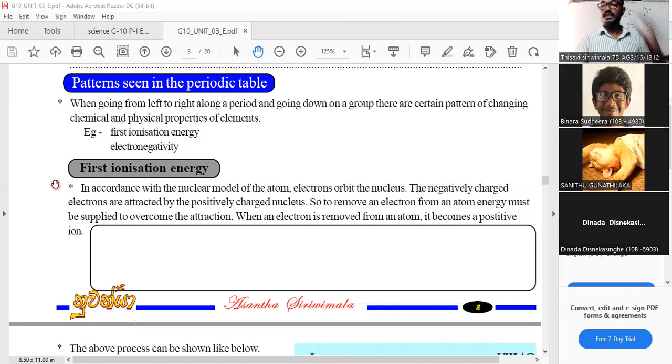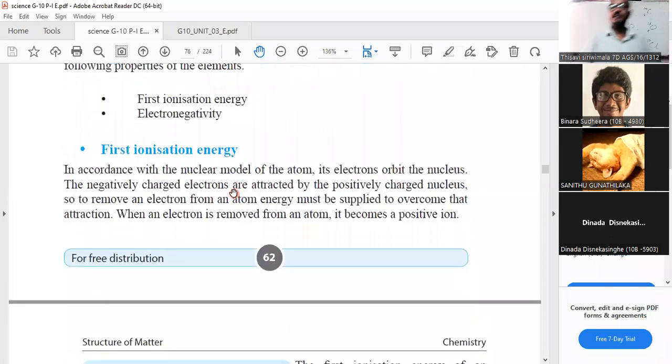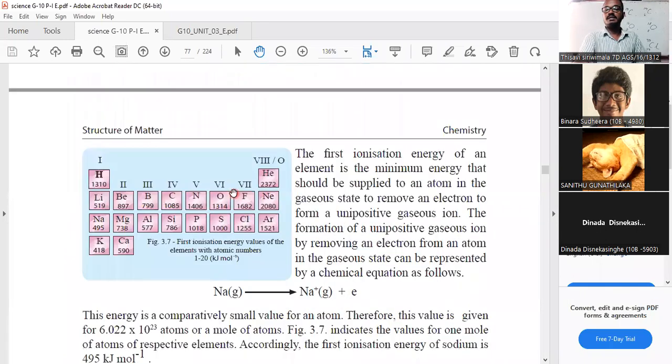Okay. මම හිතන්නේ ඒක ලියලා ඉවරයි. ඊට පස්සේ first ionization energy එකේ definition එකක් තියෙනවා. So this you have to memorize well. මේක මතක තියාගන්න මෙන්න තියෙනවා.